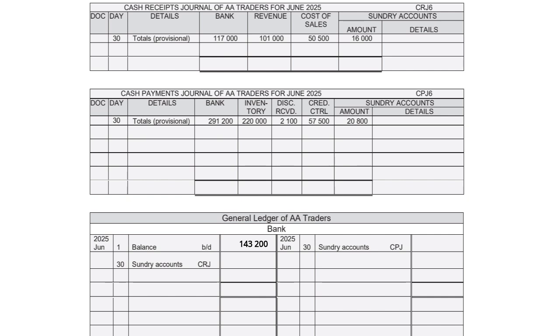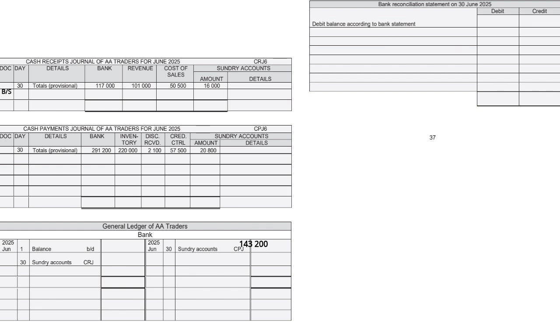which is 30 June. If you turn to your answer sheet, you've been given a cash receipts journal, a cash payments journal, your bank ledger account, and your bank reconciliation statement on 30 June 2025. So as I read each additional information from 4.1 to 4.5, we will see which part of our answer sheet it will go to. 4.1 says, EFT 30 on 4 June appears on the wrong side of the bank statement.